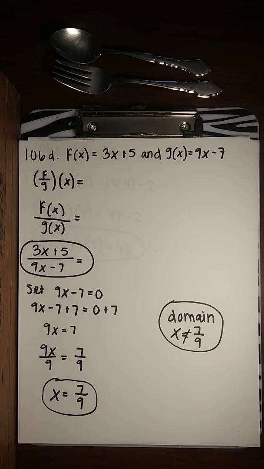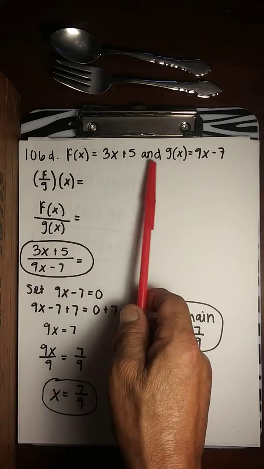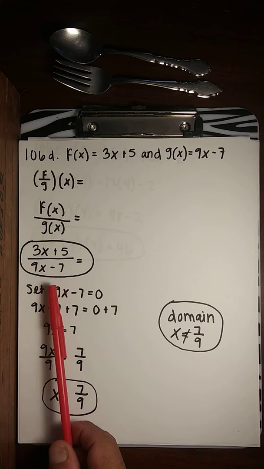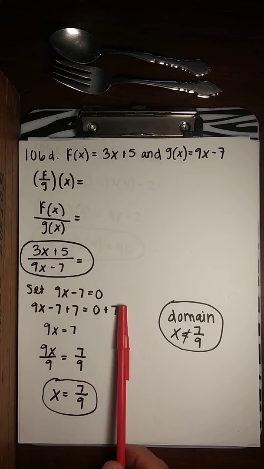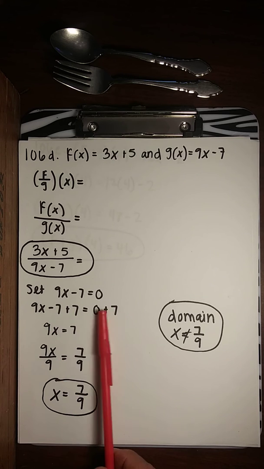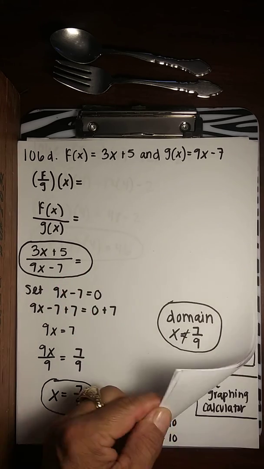So now the next one. And it's going to be, we have f of x over g of x is going to be this one on top of this one. So, but it will be undefined if the bottom is 0. So set that equal to 0. So add 7, 9x is it, divide by 9. So x is 7, or really, domain is do not use 7 or 9. It'll make it undefined, make it 0 on the bottom.